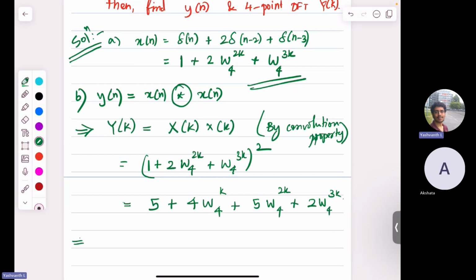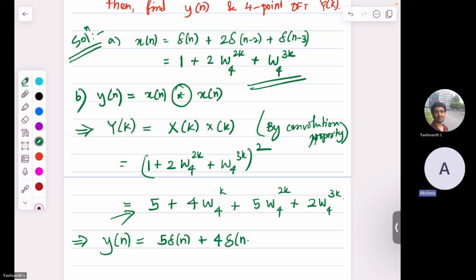Okay. Now tell me what is y of n? What is the inverse DFT of this expression Y of k? 5 delta of n plus 4 delta of n minus 1, plus 5 delta of n minus 2, and plus 2 delta of n minus 3. That's it.